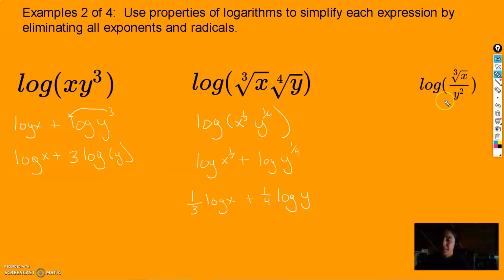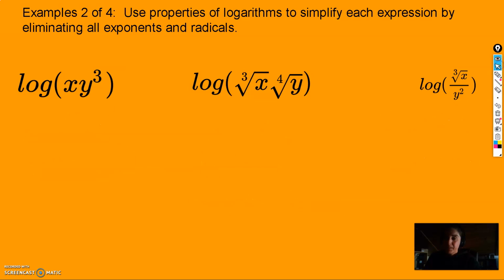Okay, what about this one? So we have to split the quotient. Quotients split into differences. So it's always numerator minus denominator. So this would be log of x. I'm also going to change the root into a fractional exponent. So the cube root is the 1/3 power, minus the denominator, the log of y squared. Okay, invoke power rule again. 1/3 log of x minus 2 log of y. So that 2 drops down in front and that 1/3 drops down in front, which we can do because the power rule said we can.